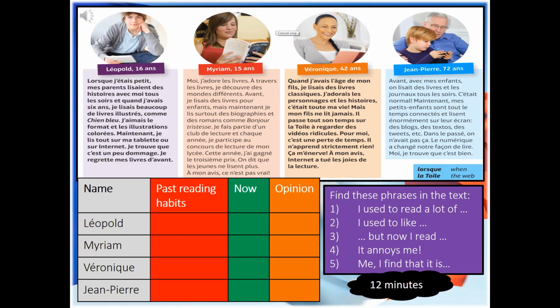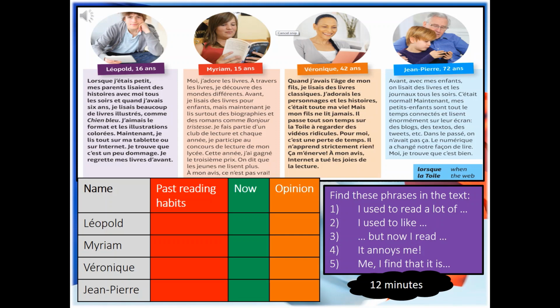We're now going to move on to a more advanced text on the topic of reading. As you can see, there are 4 people, Leopold, Miriam, Veronique and Jean-Pierre, talking about their past reading habits, what they read now, and their opinions on either or both of those aspects. I would like you to complete the table in the bottom left-hand corner, where for each person you write in English keywords what their past reading habits were, what they are reading now, and their opinions.